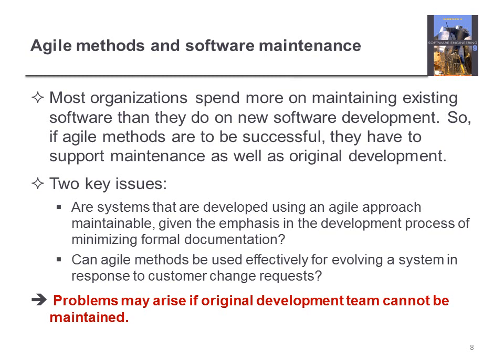Agile methods and software maintenance. Here, most organizations spend more on maintaining existing software than they do on new software development. So, if agile methods are to be successful, they have to support maintenance as well as original development. But here we have two key issues: are the systems that are developed using an agile approach maintainable, or can agile methods be used effectively for evolving a system in response to customer change requests?